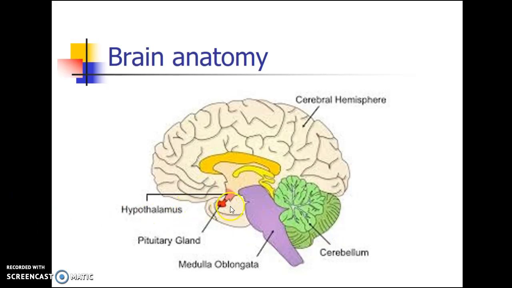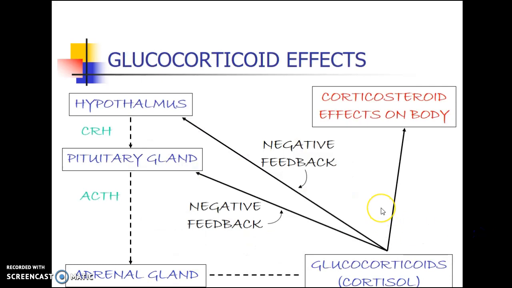So this is a cross-section of the brain, and the hypothalamus, which is located at the base of the brain here, and the pituitary gland are neighbors. They're really close together, and they play a really important part of how these hormones, these glucocorticoids, are released in the body and how they're regulated. The release is regulated, and this is what we call a negative feedback loop.